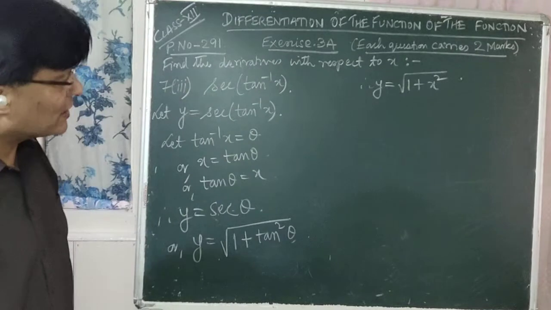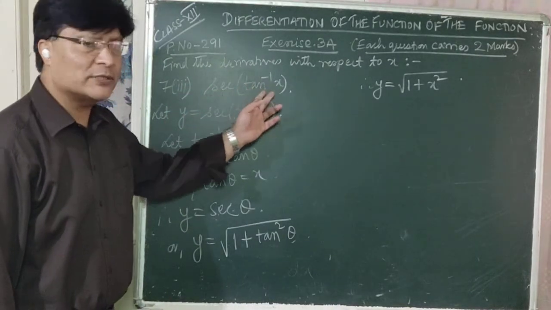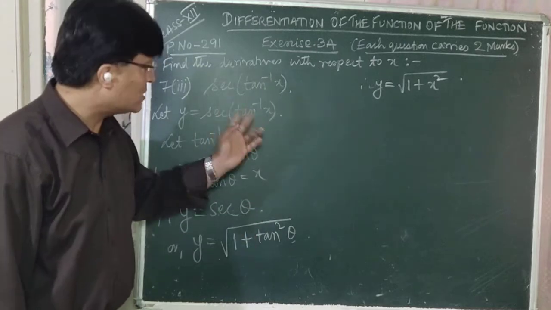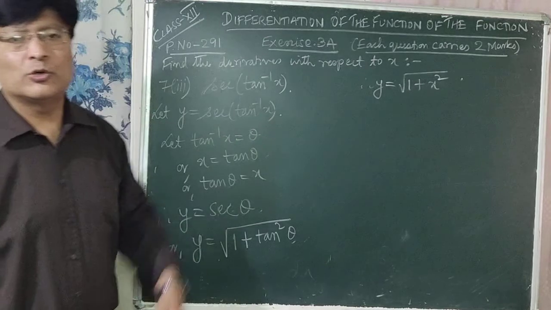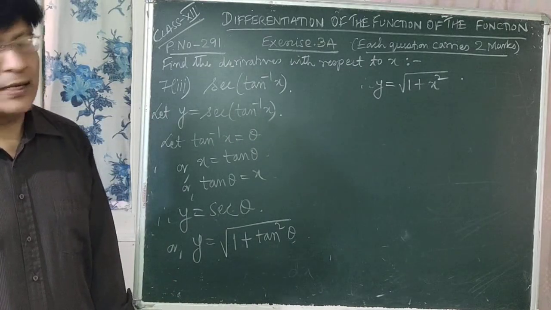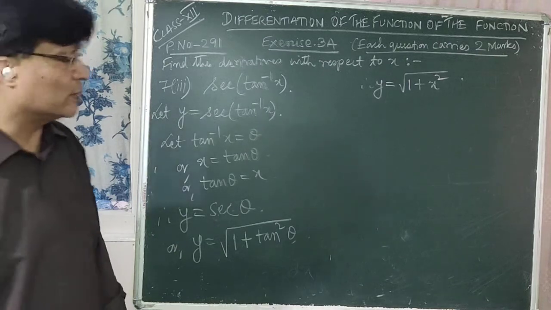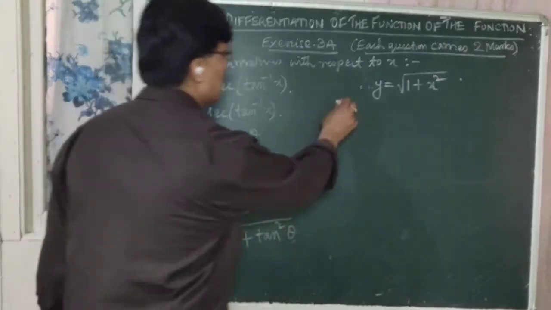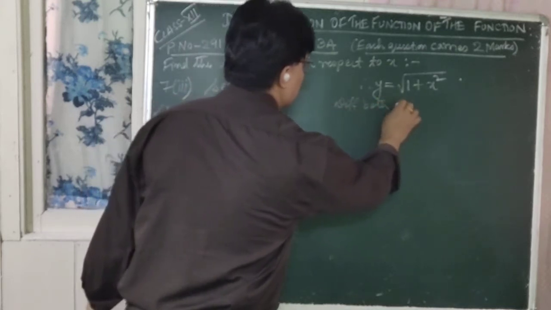Is it clear to all of you? That is, this sec within bracket tan inverse x is simplified. And what is the value for sec within bracket tan inverse x? The simplified form is root over 1 plus x square. Now you can easily differentiate this function with respect to x. So let us differentiate it. So you have to write down, differentiating both the sides.